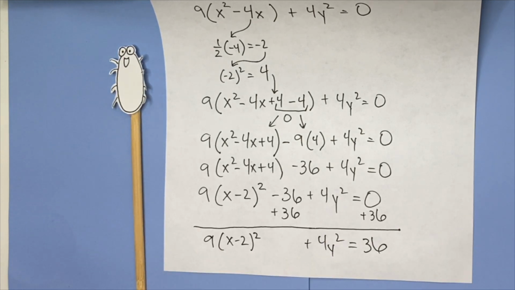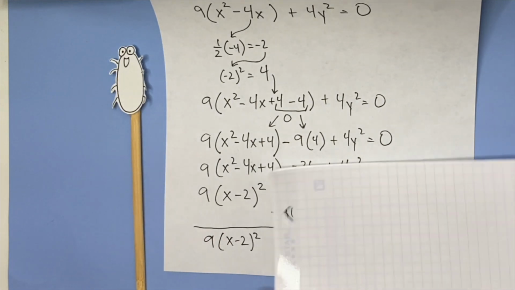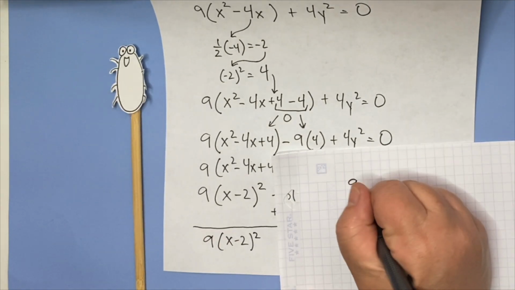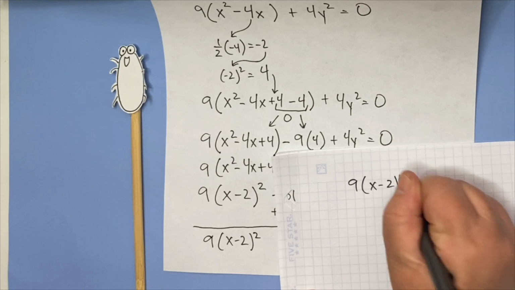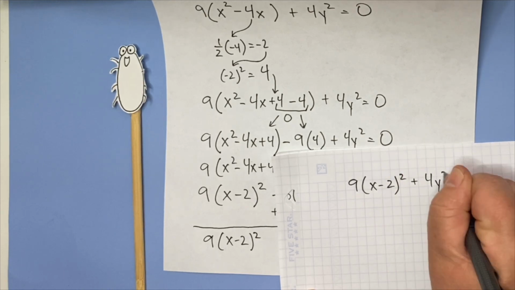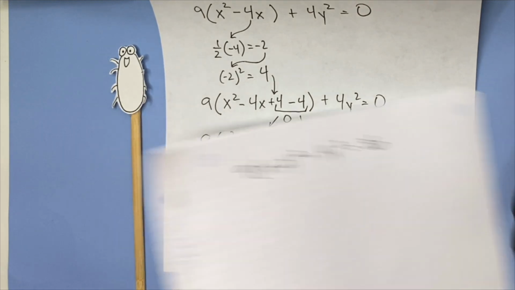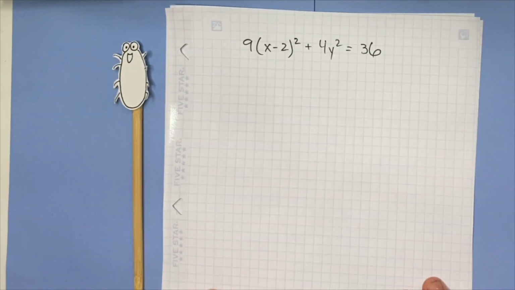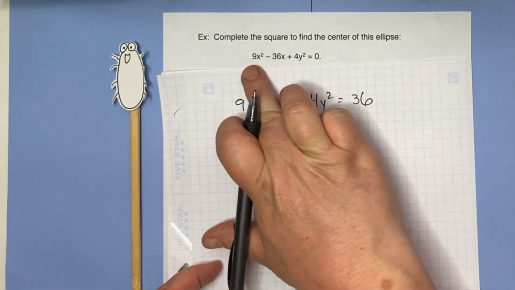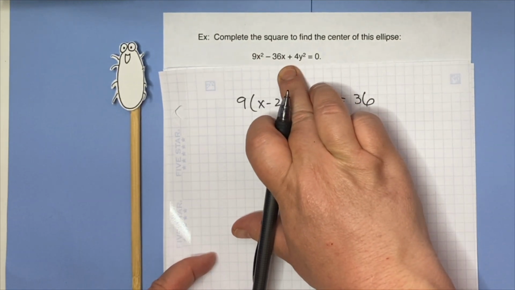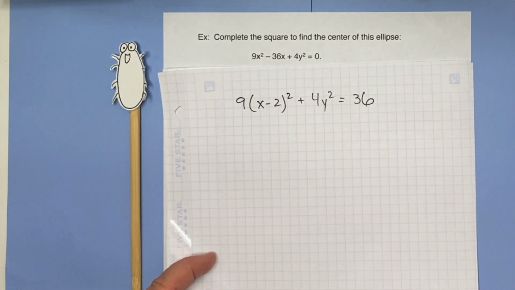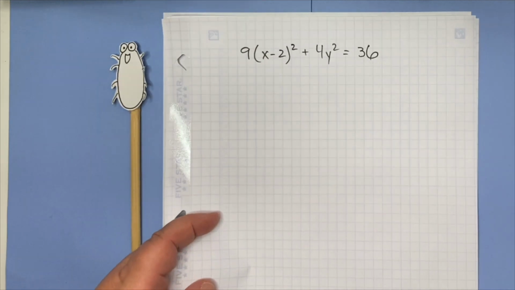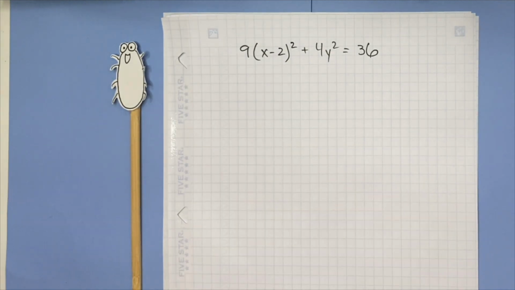And I will grab another sheet of paper so that I can continue on. 9 times the quantity x minus 2 squared plus 4y squared equals 36. Okay, what has happened? Well, I've taken that initial problem where the x's were multiplied out, and I've tucked them back in together. So now I can read this as a shifted conic section.